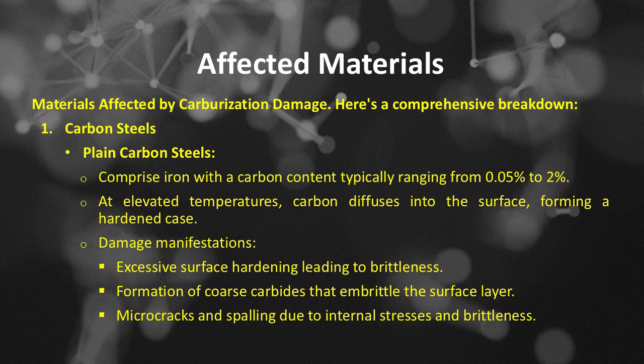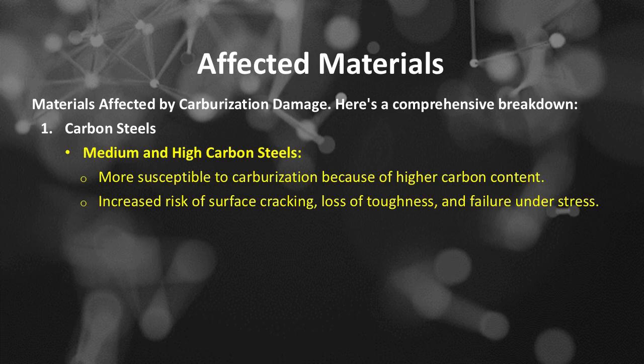Damage manifestations include excessive surface hardening leading to brittleness, formation of coarse carbides that embrittle the surface layer, and microcracks and spalling due to internal stresses and brittleness. Number B of carbon steels is medium and high carbon steels, which are more susceptible to carburization because of higher carbon content, with increased risk of surface cracking, loss of toughness, and failure under stress.